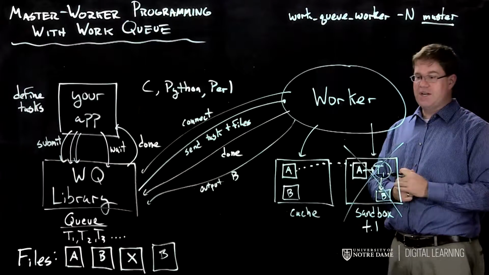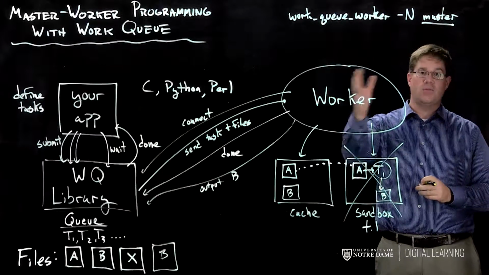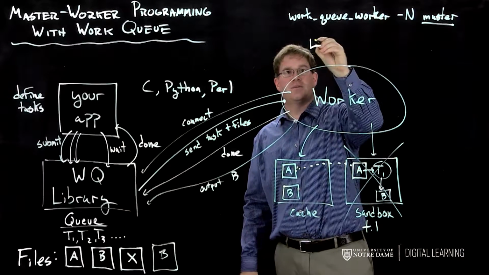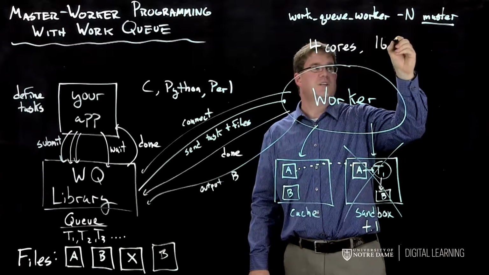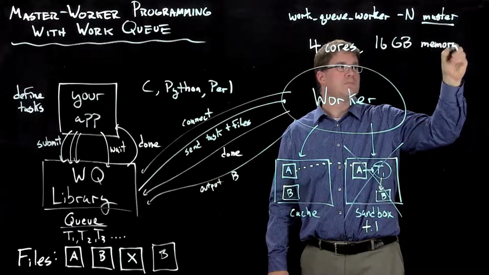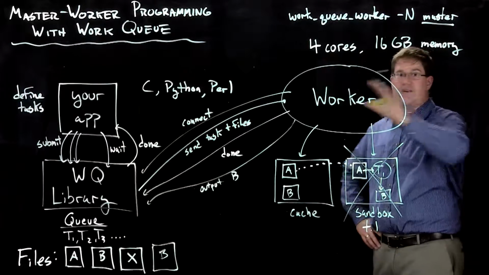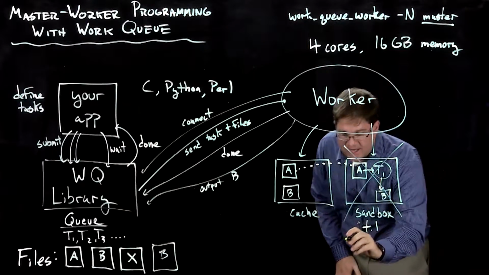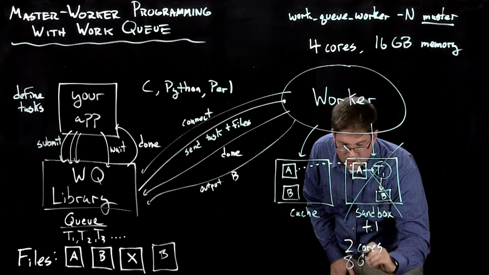Now here I've shown one task running at a time, but actually what's a relatively common case is that the worker might be managing a large number of cores in memory. So let's suppose, for the sake of argument, that this worker is managing 4 cores and 16 gigabytes of memory. The worker is capable of running multiple tasks as long as they fit in the resources that that worker is managing. So let's suppose that this task needs 2 cores and 8 gigabytes of RAM.